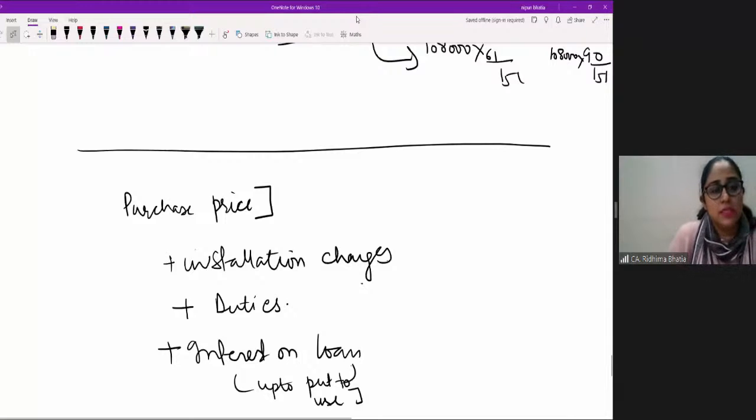Rule 60D is altogether, Sumit, different from your 40A3. That is not taken here. It is only a simple thing that you cannot purchase an asset to capitalize for a value of more than 10,000 in cash.